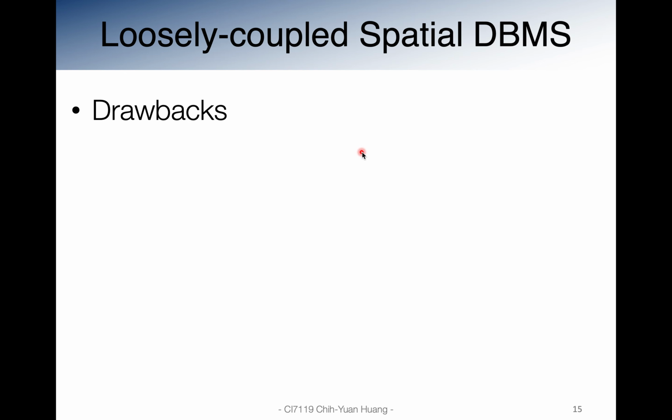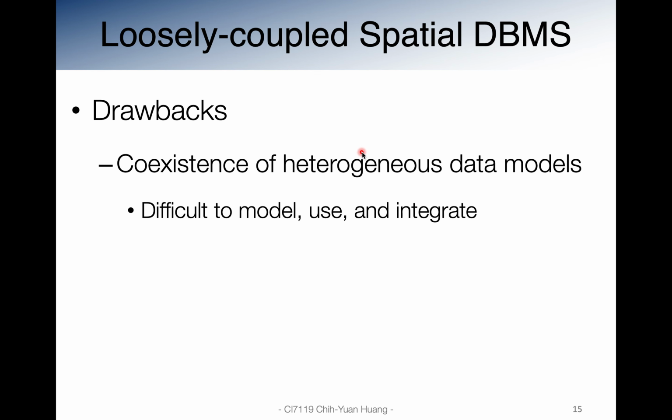However, this type of loosely coupled spatial database management system has some drawbacks as well. First of all, you need to have two data models, one for the general types of data, and the other one for the geospatial data. This makes the management, for example the modeling of the data, usage of the data, and also integration of the data, difficult. So that's the first drawback.